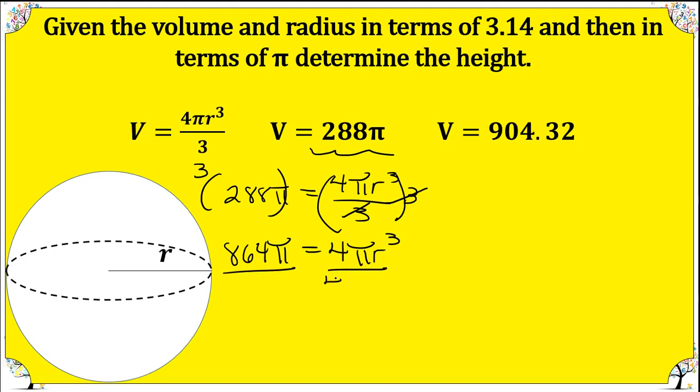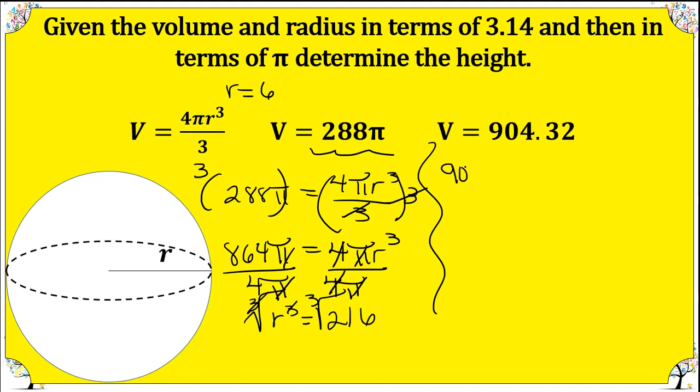We are going to undo the multiplication by dividing. This cancels our 4's and our pi's. And we have r cubed is equal to 864 divided by 4 gives us 216. We are going to take the cube root to undo cubing. And so our radius, we're going to say 3 for our index, second caret, and 216 is our radicand, and we get a radius of 6.